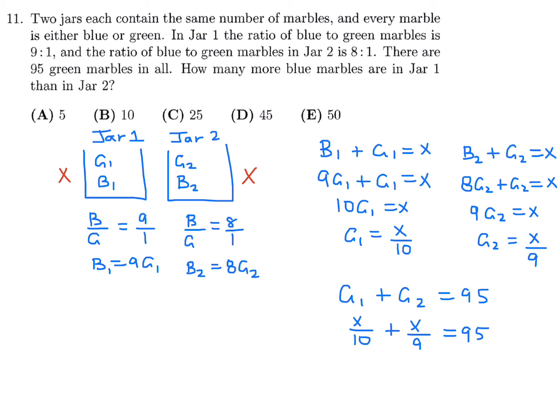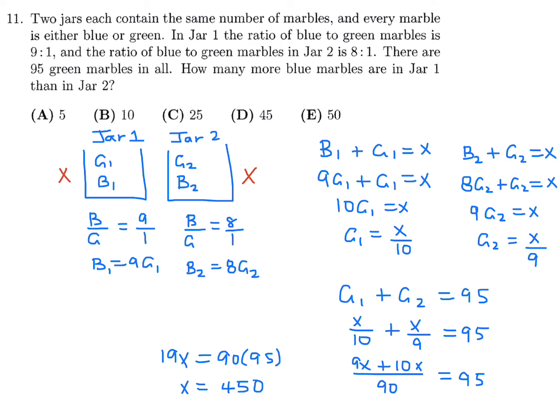Getting a common denominator, that's 9X plus 10X over 90 is 95. So 90 times 95 is equal to 19X, and therefore X is equal to 90 times 95 divided by 19, which is 450.